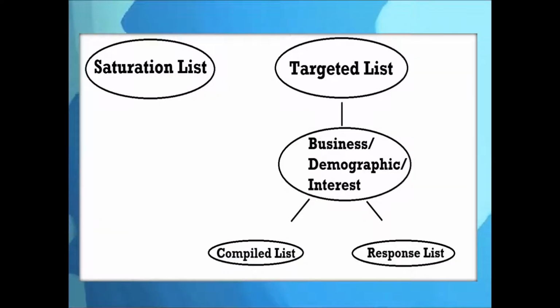Just to review what we've covered so far, a saturation mailing list covers everyone within the zip code. A targeted mailing list is more complicated, and you get to choose your own target preferences, either by business, demographic, or interest. From there, you need to verify whether the list you want is just a compiled list of people or a response list consisting of active consumers.